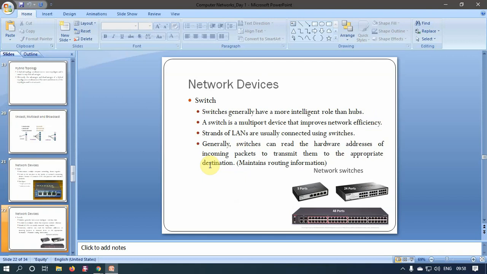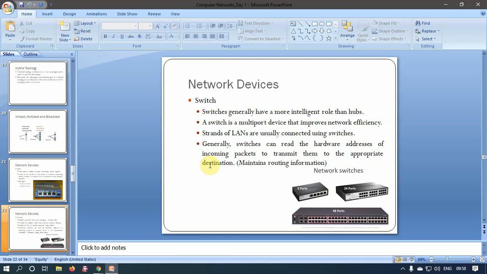Then there is something called a switch. If you come to our lab or go to any other office, in the next lab class we will try to show you some switches and what the switch actually does. First, in the diagram you can see how a switch looks. The first one is a 5-port switch, the second is a 24-port switch, and the third is a 48-port switch. Like this there can be 100-port switches and more. We will see these in the practical classes.